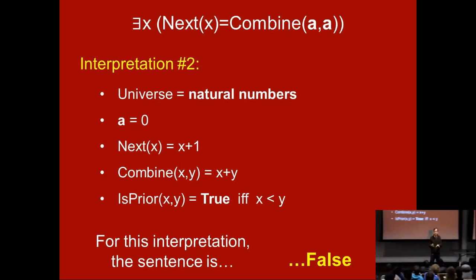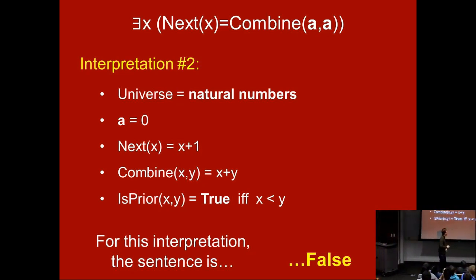But here's a totally different interpretation, same sentence. Here the universe is going to be all the integers. A, I'm going to say, stands for 0. Next of x stands for x plus 1. Combine of x, y stands for x plus y. And is-prior of x, y is true if x is less than y. So for this interpretation, is it true or false?